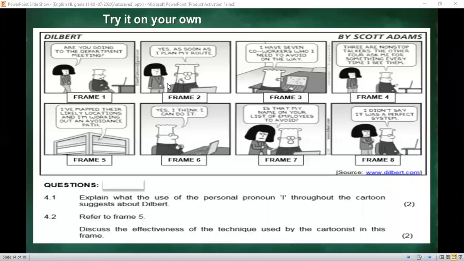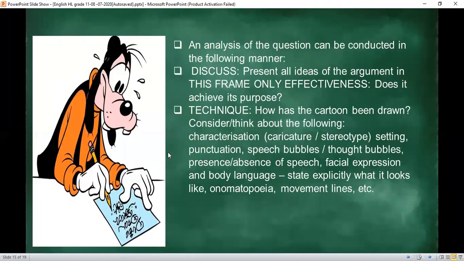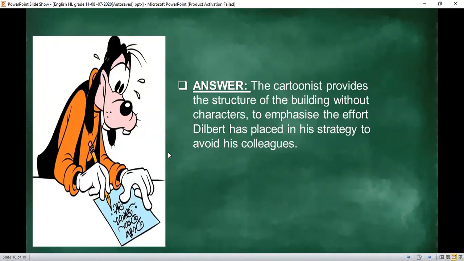Now, we are going to refer to the fifth frame. Discuss the effectiveness of the technique used by the cartoonist in this frame. No one is appearing there. It shows how determined he is to actually avoid people. This plan seems to be working because he's alone, no one is appearing in the picture, and he's locked himself in some cage, which means he is now avoiding these people. The cartoonist provides the structure of the building without characters to emphasize the effort Dilbert has placed in the strategy to avoid his colleagues.